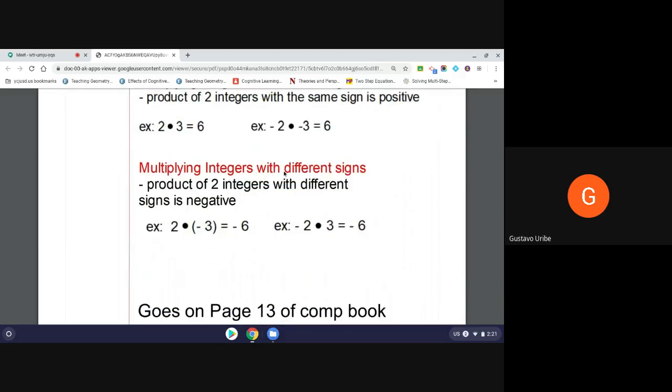Multiplying integers with different signs. Well, the product of two integers with different signs is negative. So here I have 2 multiplied by negative 3. So this is a positive, and this is a negative. They're different signs. So I'm going to get a negative 6. Negative 2 multiplied by a positive 3. Different signs. So I get a negative 6.